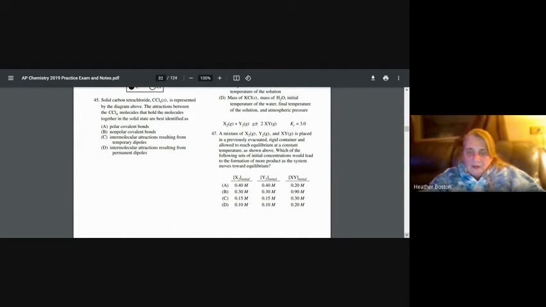X2, Y2, and XY in a rigid container would lead to the formation of more products as the system reaches equilibrium. This would be another one that's going to be good if we have, oh, I see. Okay, so I didn't see the equation above. Kc is 3. So does that favor the products or the reactants?